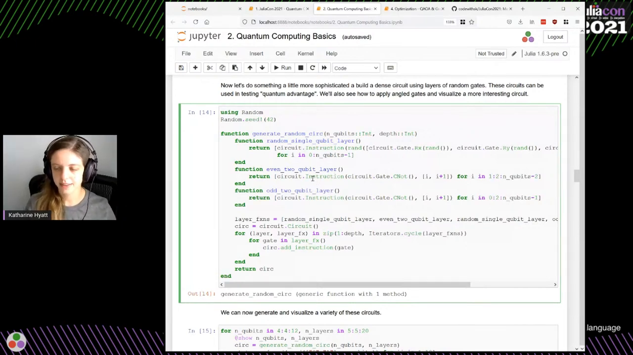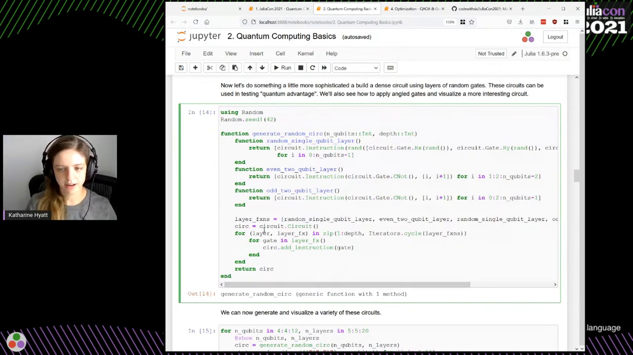Then in the even two qubit layer, we're going to apply CNOT, which we've met before, on all qubits starting at qubit one. So this will go from one to two, and then three to four, and then five to six, all the way through the entire circuit. And then the odd two qubit layer is very similar. It just connects using CNOT zero and one, two and three, four and five. So these CNOT gates are entangling. And so the density of these controls how quickly qubits are entangled with each other, even at pretty long distances in the circuit.